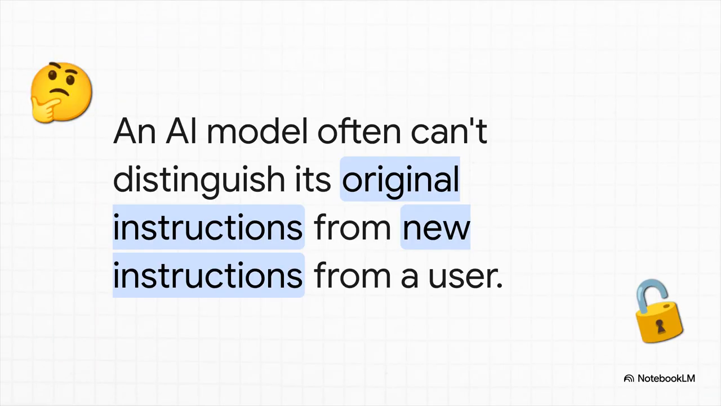And this right here is the fundamental flaw, the crack in the armor. You see, an AI model often can't tell the difference between its original instructions from a developer and the new stuff that you type in. It's all just one long conversation to the AI. It can't distinguish a system command from a user's request. And that confusion is the golden opportunity that attackers are jumping all over.